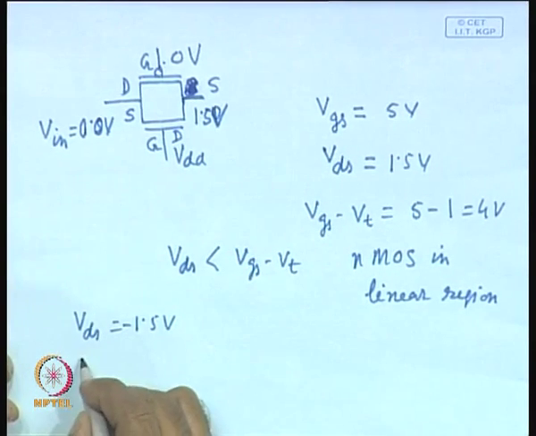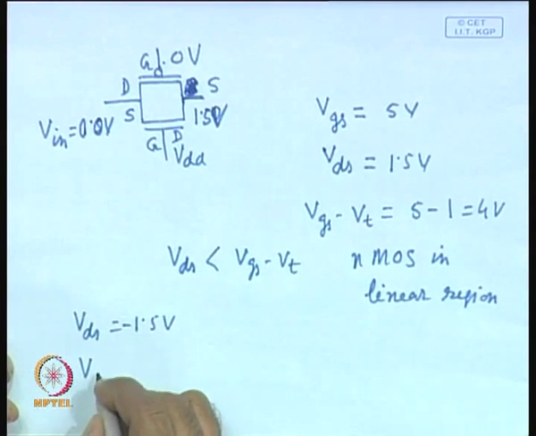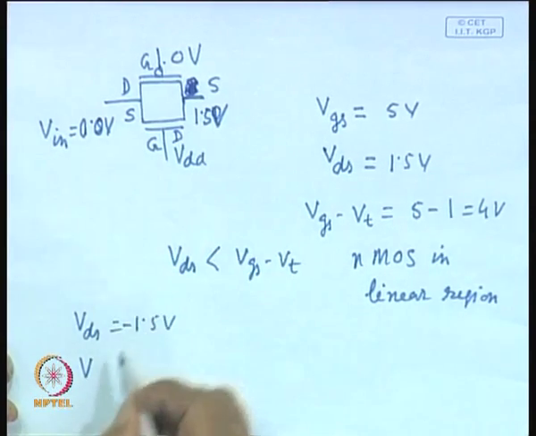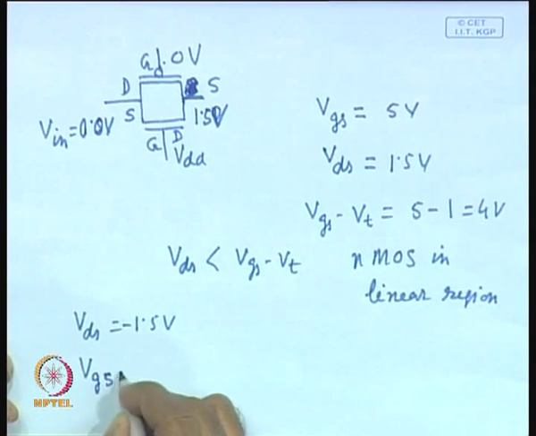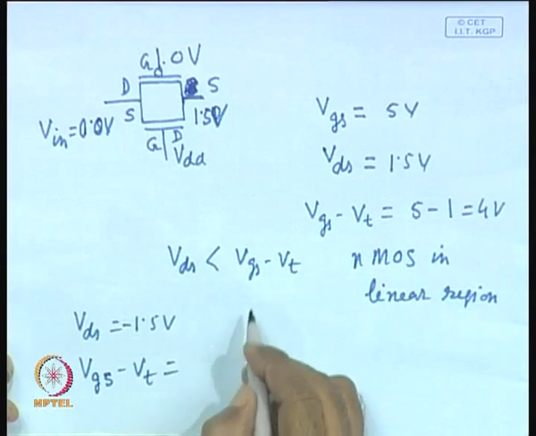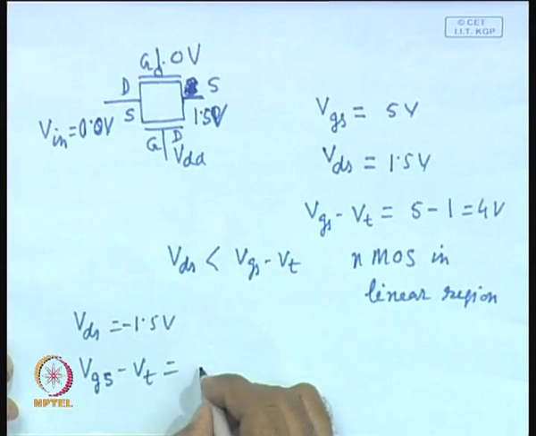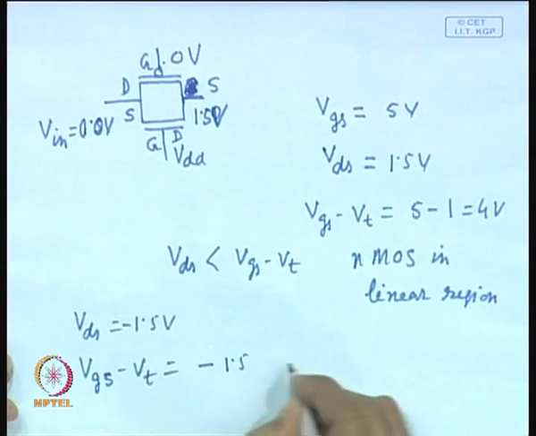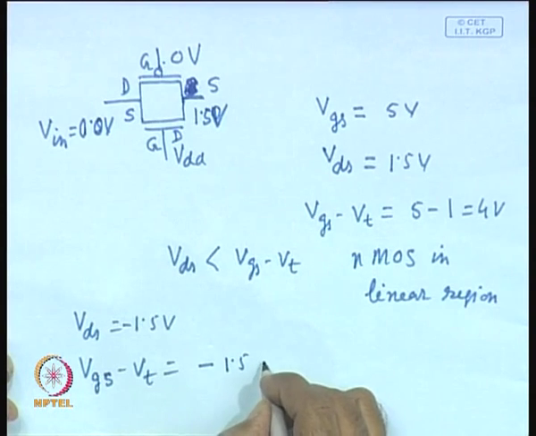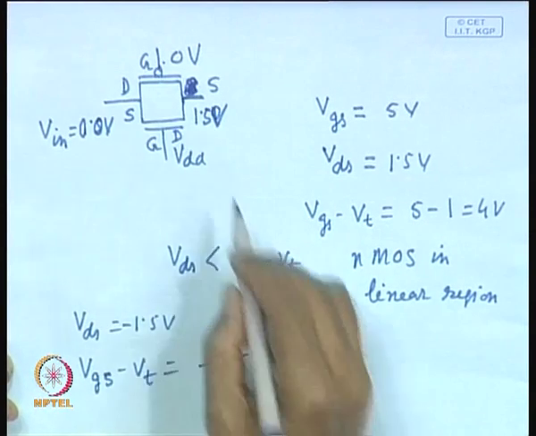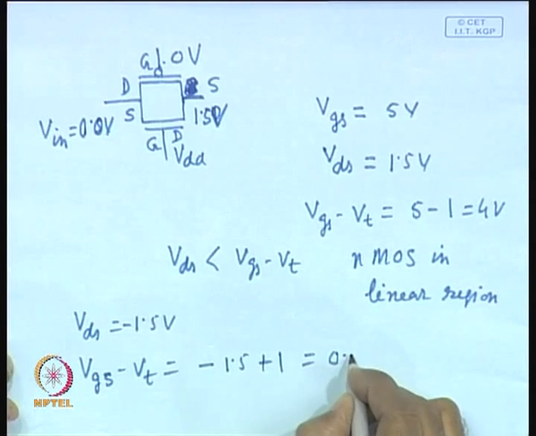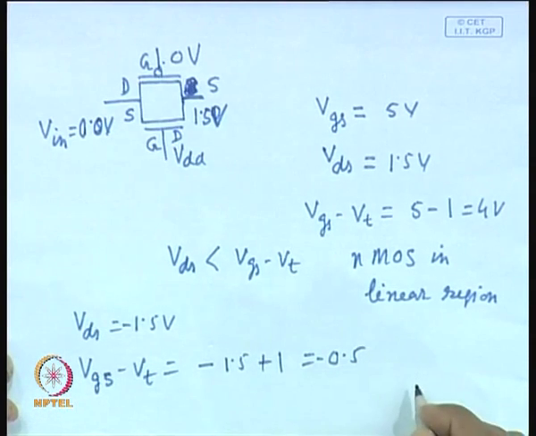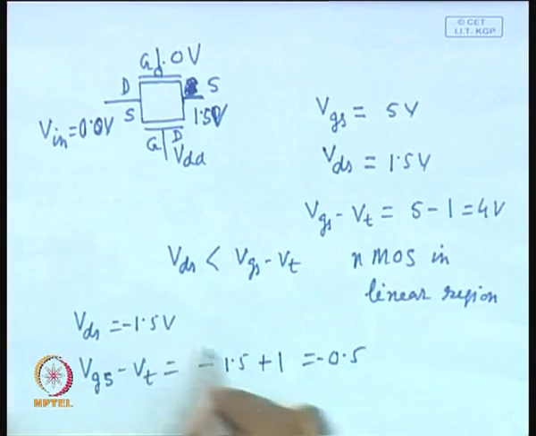Minus 1.5 volt. And what about the VGS minus VT? What is the value here? VGS is equal to minus 1.5, and threshold voltage is minus 1 volt. So, it becomes plus. So, it becomes minus 0.5 volt. So, in this case, what is the situation?